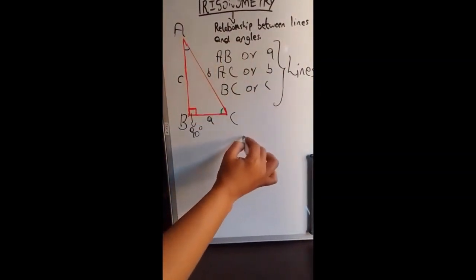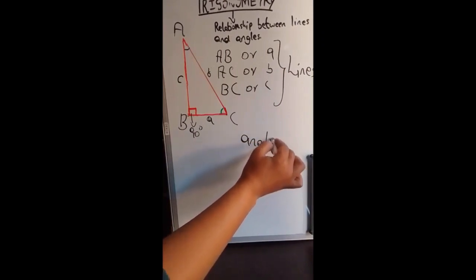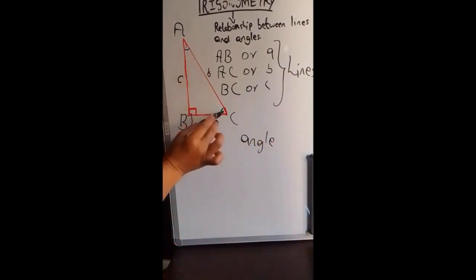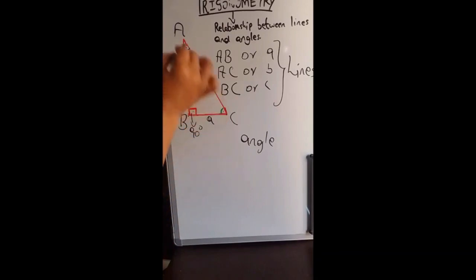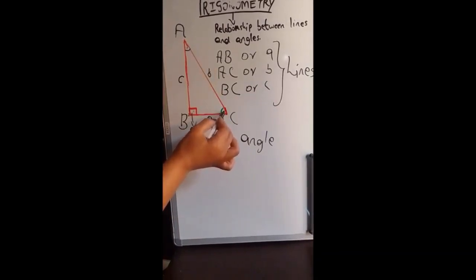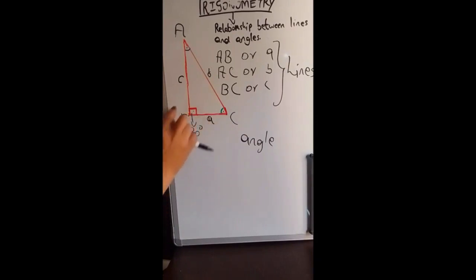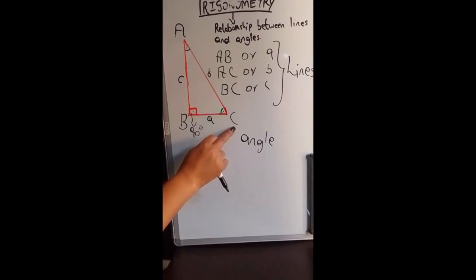ABC. How about the angles? The angles are these areas inside here. We've already spoken about the first angle, B, which is 90 degrees, hence we call this a right-angled triangle. We also have angle A and angle C. But at this stage, we're not concerned with angle B because we already know its magnitude. So we're going to check the relationship of angle A and angle C in relation to lines AB, AC, as well as line BC.